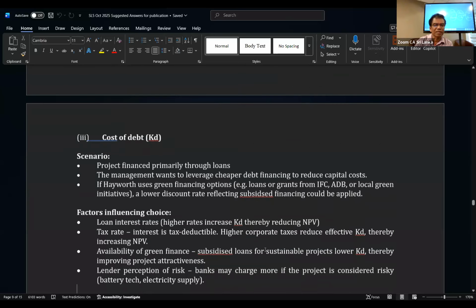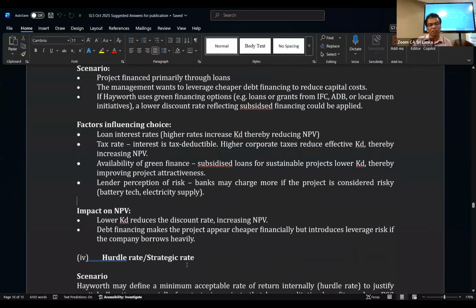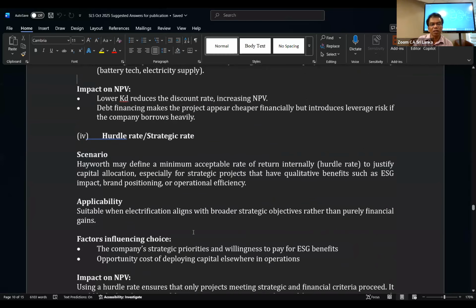Then the cost of debt. If the project was 100% funded by debt, then whatever cash flow belongs to the debt holders, right? So then you have to discount at one discount rate, the interest rate. So that is only 20 marks. Maybe this one is 20 marks.